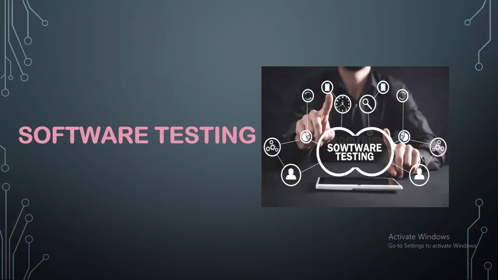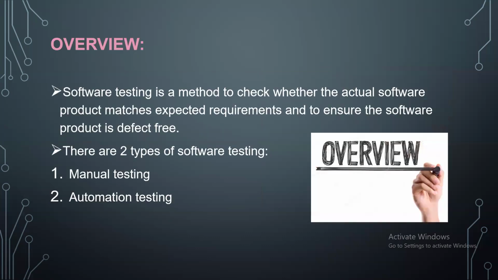So software testing. What do you mean by software testing? Software testing is a method to check whether the actual software product matches expected requirements and to ensure the software product is defect-free. See what I'm saying, software testing is a method to check whether the actual software product matches expected requirements and to ensure the software product is defect-free.